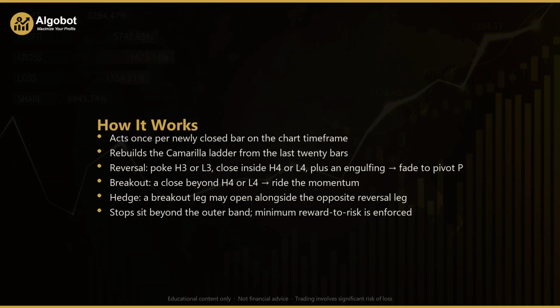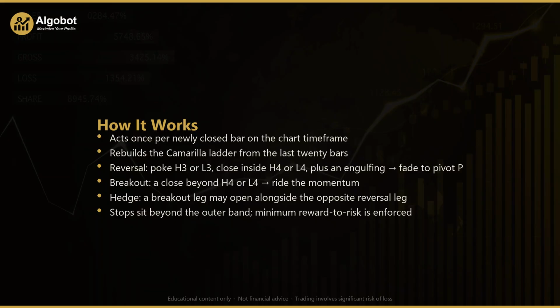First, the engulfing reversal. For a short, the signal bar must poke its high up to or through H3, yet still close below H4, stretched into the upper band but not broken out, and it must be a bearish engulfing that closes above the central pivot. The strategy then sells the rejection, places its stop just beyond H4, and targets the central pivot P. The long is the exact mirror. The bar dips to or through L3, closes above L4, forms a bullish engulfing below the pivot, and the strategy buys with a stop beyond L4 and a target back at P.